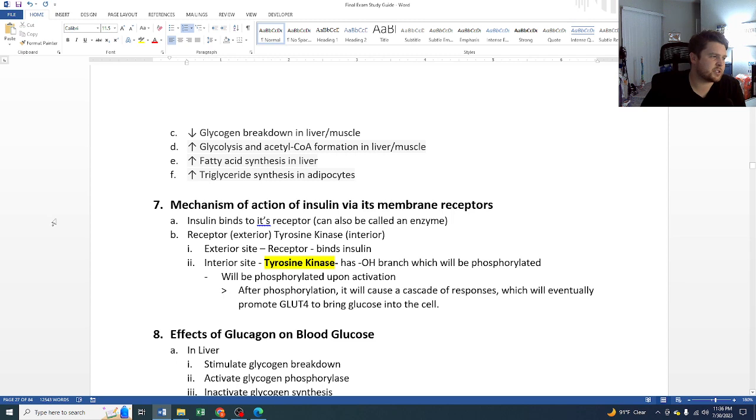The mechanism of action of insulin via its membrane receptor. So the insulin receptor is a tyrosine kinase receptor. And don't worry too much about this. Understand that it's a tyrosine kinase receptor. That's the main point. You'll get a lot more of this in Phys 2. There's a whole section dedicated to the tyrosine kinase receptor and insulin and glucagon.